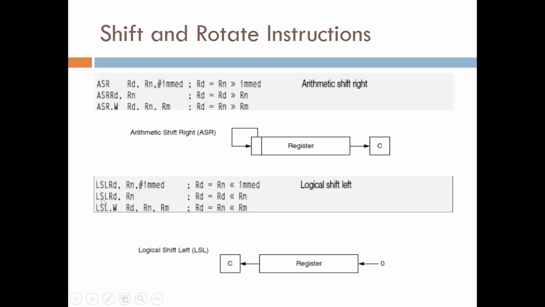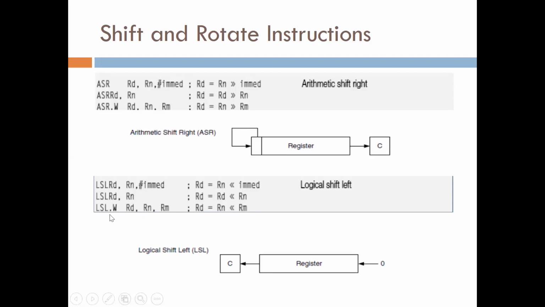Next instruction is LSL Rd, Rn. Now, the register Rd content will be logically shifted left the number of times which is present in the content of Rn. The result of the operation will be stored back in register Rd. Next instruction LSL.W Rd, Rn, Rm. The content of Rn will be logically left shifted by the number of times which is present in the register Rm, and the result of this operation will be stored back in Rd. So these are the 3 instructions under logical left shift.